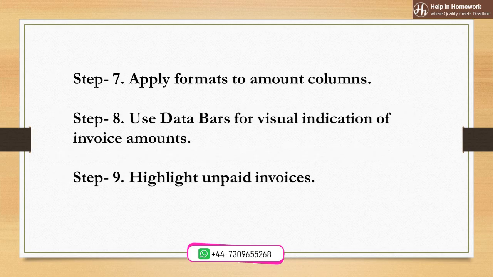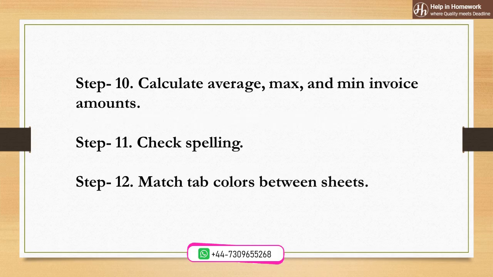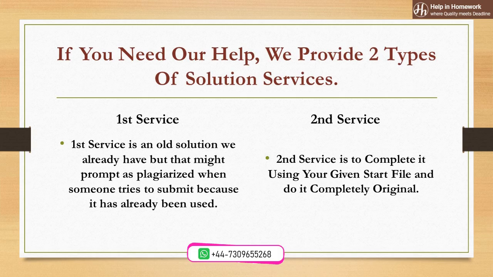Step 7. Apply formats to amount columns. Step 8. Use data bars for visual indication of invoice amounts. Step 9. Highlight unpaid invoices. Step 10. Calculate average, max and min invoice amounts. Step 11. Check spelling. Step 12. Match tab colors between sheets.